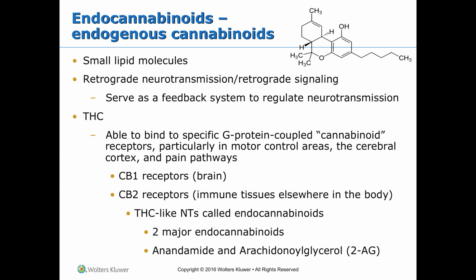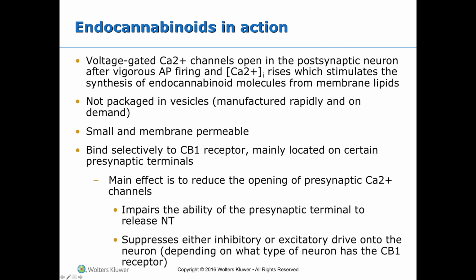So THC, tetrahydrocannabinol, is able to bind to specific G-protein coupled cannabinoid receptors, and these depend on the certain subclass, CB1 or CB2 receptors. CB1 receptors reside in the brain, whereas CB2 receptors are found in immune tissues elsewhere in the body. So you can find these in particular motor control areas, the cerebral cortex, and different pain pathways. THC-like neurotransmitters are known as endocannabinoids. They are endogenous cannabinoids, and two of the major cannabinoids in the body are anandamide and arachidonoylglycerol, or 2-AG.